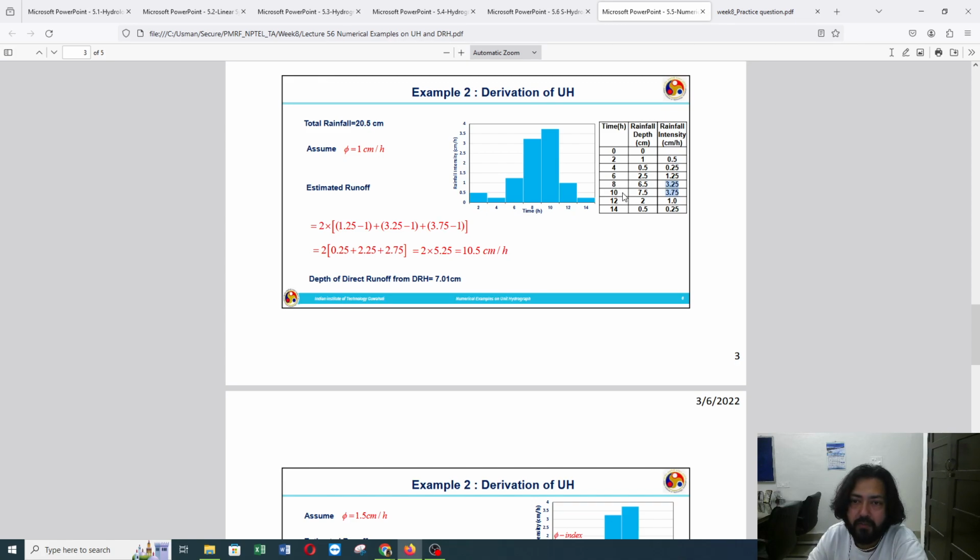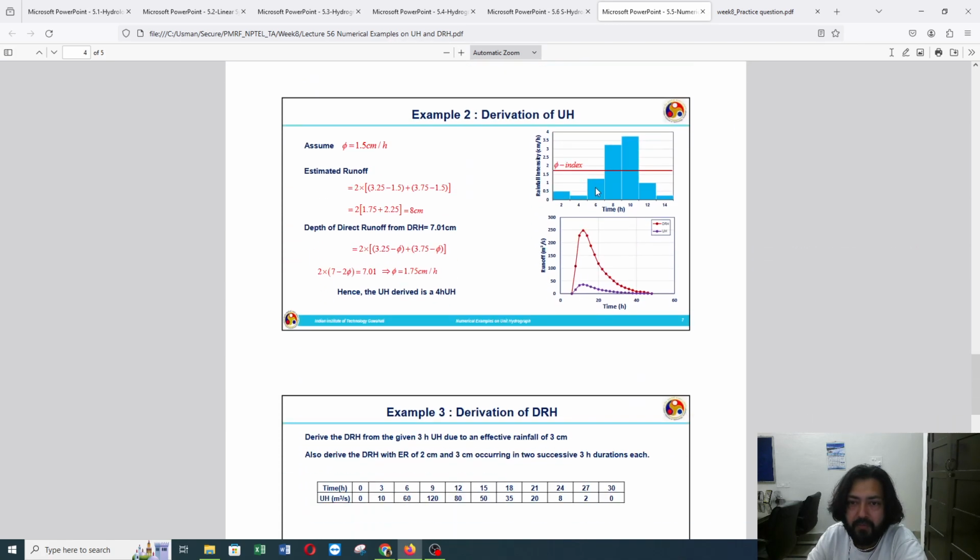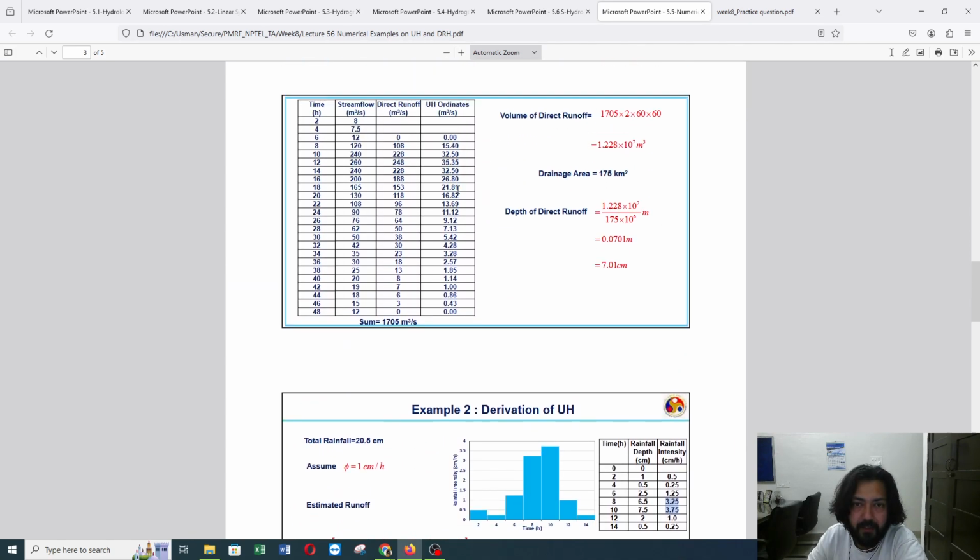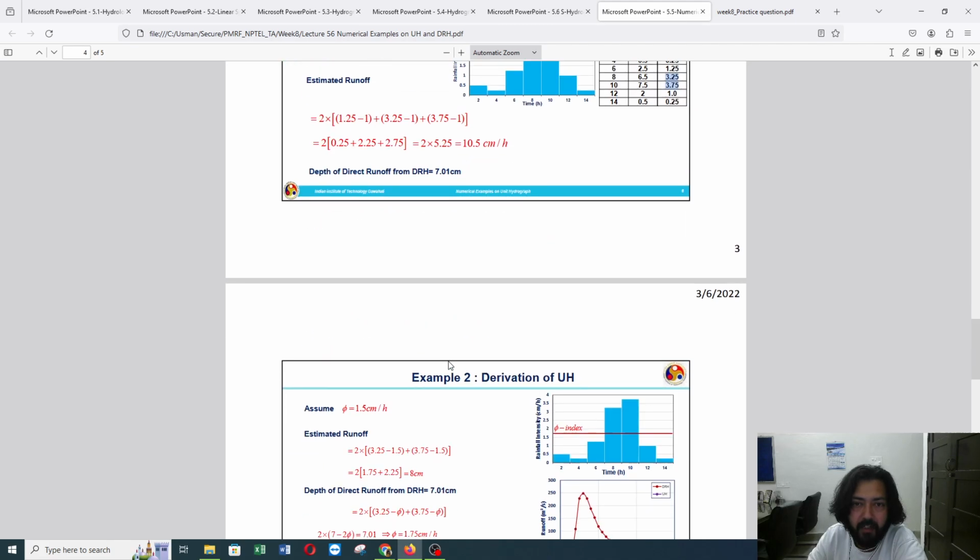It means 2 hours of this and 2 hours of this. It means a total of 4 hours will be active. So from this we can say that the unit hydrograph which we have derived here is for how many hours? It is for 4 hours.